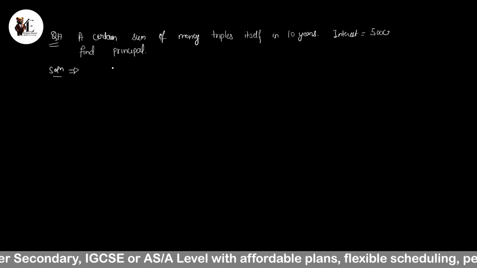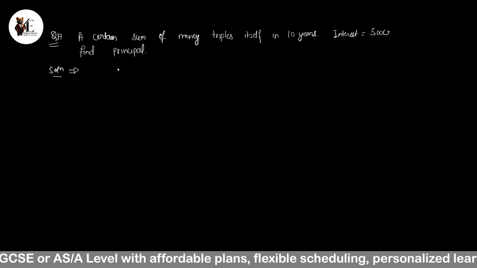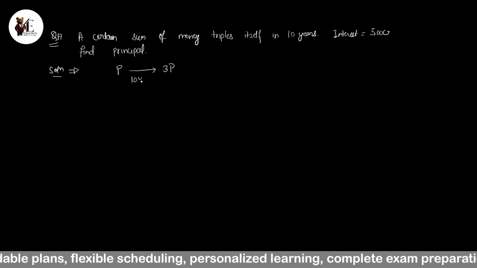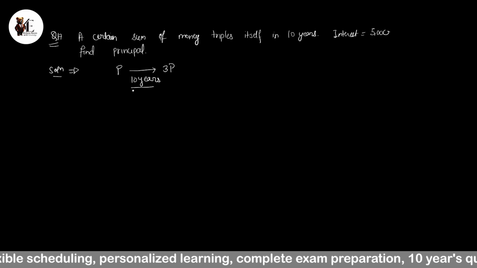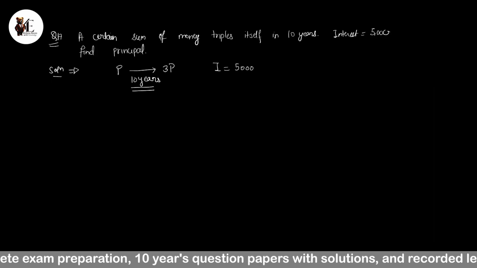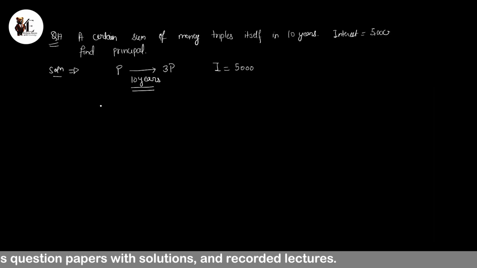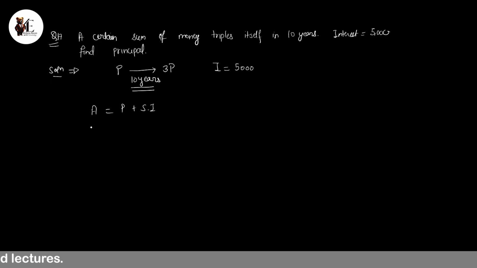Let's say that initially the amount or the principal was P. So it becomes triple, means 3P, in 10 years. And the interest is given as 5,000. So we have to calculate this principal. So we know that the formula for amount is principal plus simple interest, and simple interest formula is P into R into T over 100.